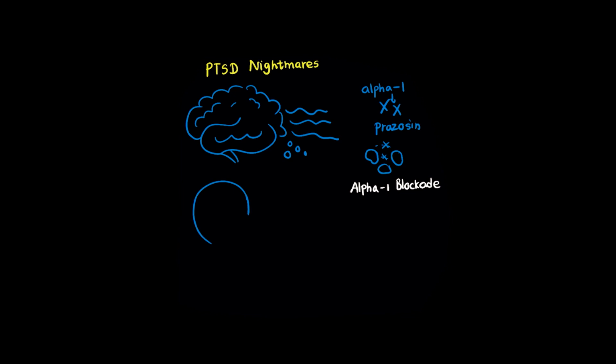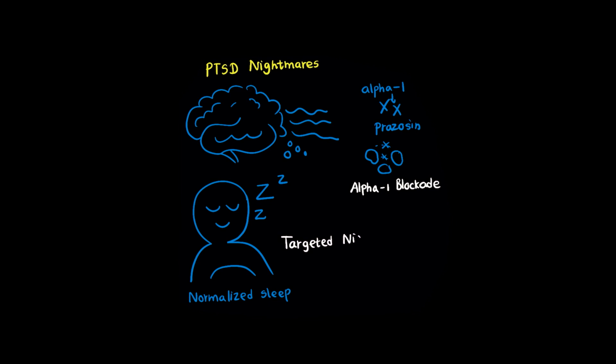By dampening this excessive noradrenergic activity during sleep, prazosin reduces nightmare intensity and frequency without affecting normal sleep architecture. Unlike sedatives that suppress all dreaming, prazosin specifically targets the hyperarousal component. Studies show significant reduction in trauma-related nightmares. Patients report better sleep quality and reduced daytime PTSD symptoms. The correct answer is prazosin, because it specifically blocks noradrenergic hyperactivity during REM sleep, reducing PTSD-associated nightmares.